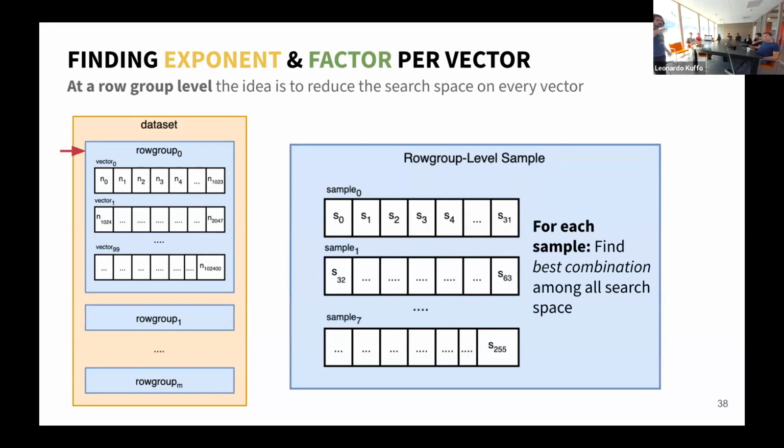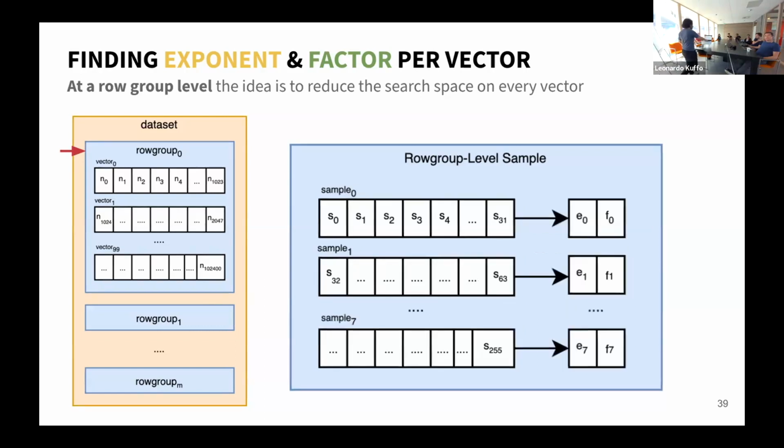and factor. And what do I mean by best? Best is the one that achieves the smallest integers and the one combination that can be used to indeed be able to convert them to integers and recover the original doubles. So this will effectively return us one exponent and factor per each of the samples.